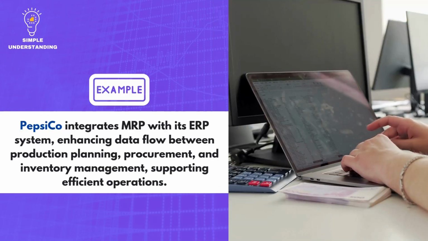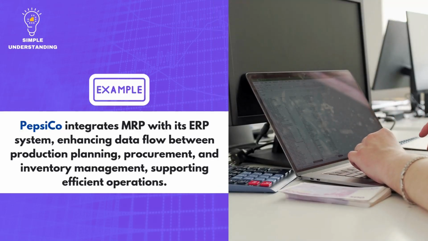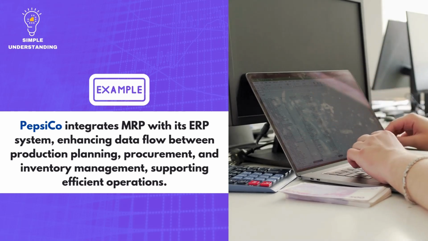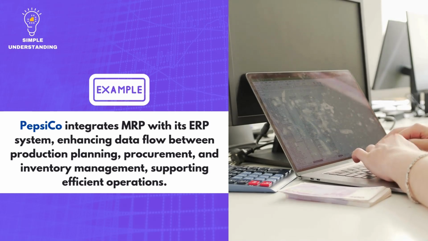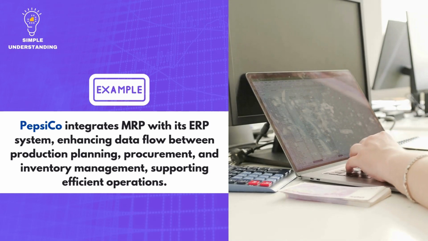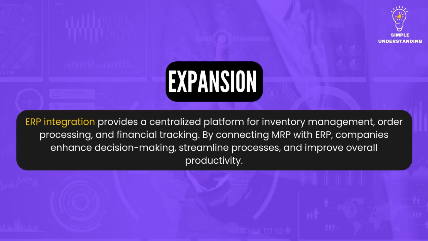Real company example. PepsiCo integrates MRP with its ERP system, enhancing data flow between production planning, procurement, and inventory management, supporting efficient operations. Expansion. ERP integration provides a centralized platform for inventory management, order processing, and financial tracking. By connecting MRP with ERP, companies enhance decision-making, streamline processes, and improve overall productivity.